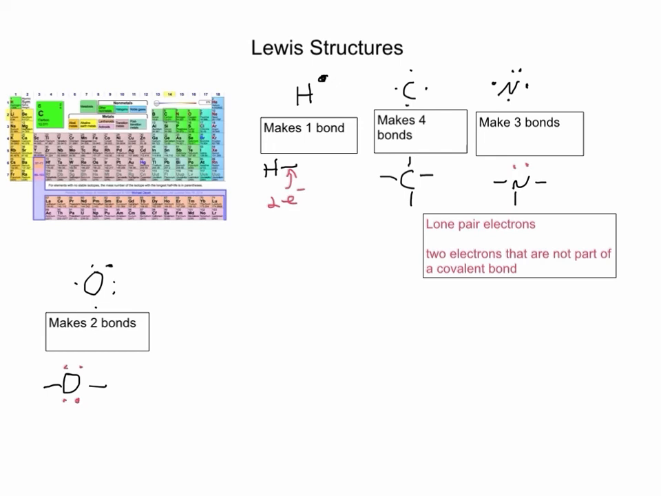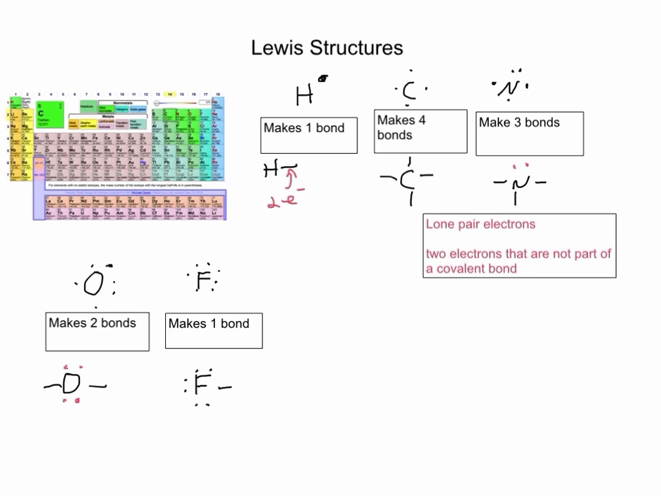Lastly, we have the halogens, and the halogens have 7 valence electrons. So here is fluorine, and this atom needs 1 more electron, so it's going to make 1 bond. Okay, it's going to commonly make 1 bond, so it'll look like this. And the rest of the electrons will take the form of 3 lone pairs.